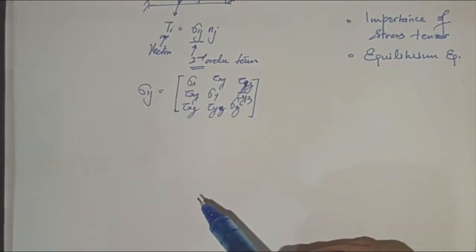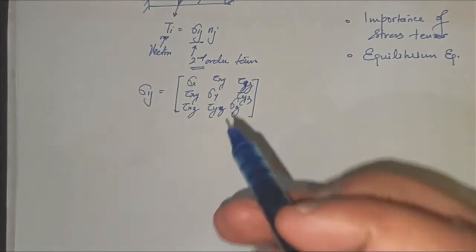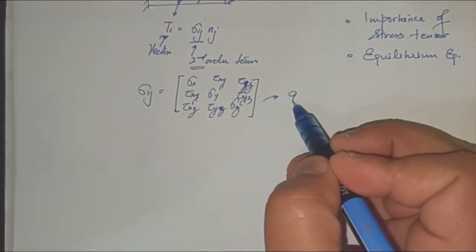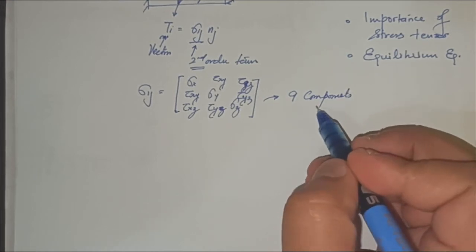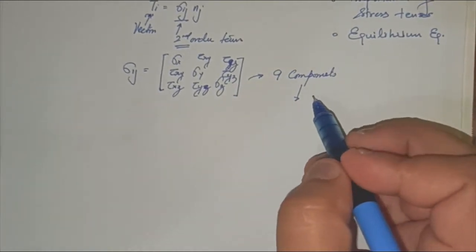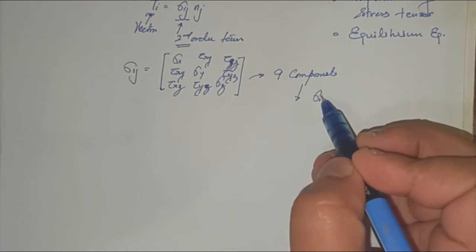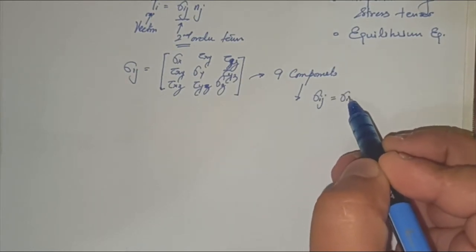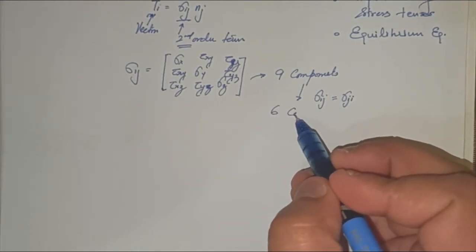So this was our stress tensor, and we know that it has 9 components, and because of the symmetry of the stress tensor, it has been reduced to 6 components.